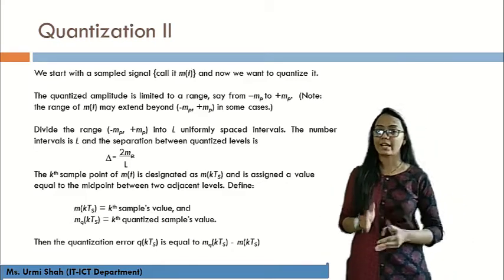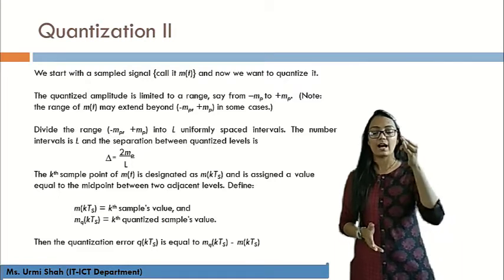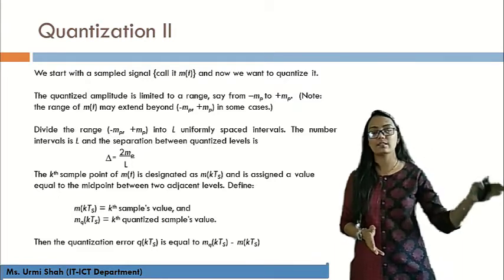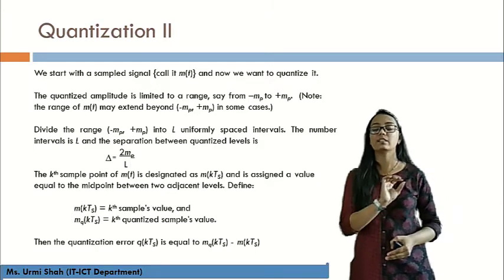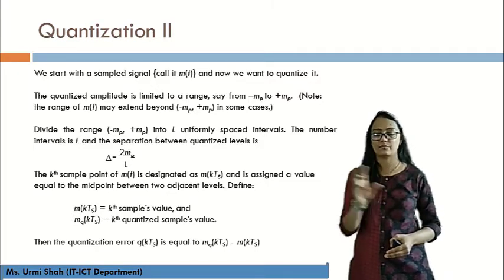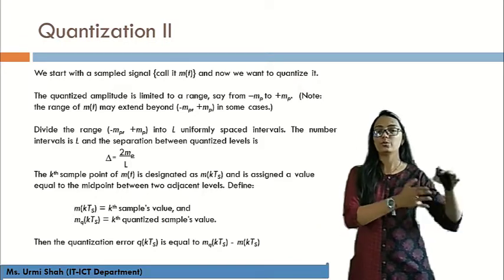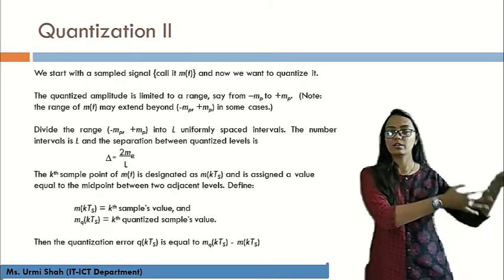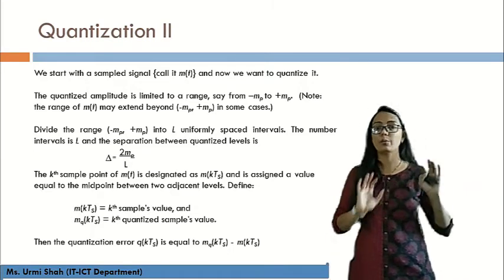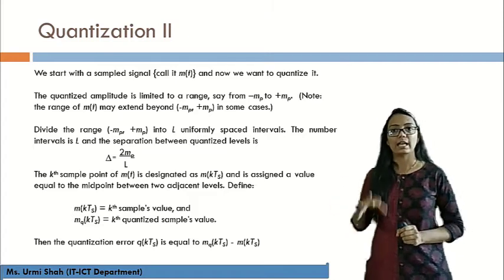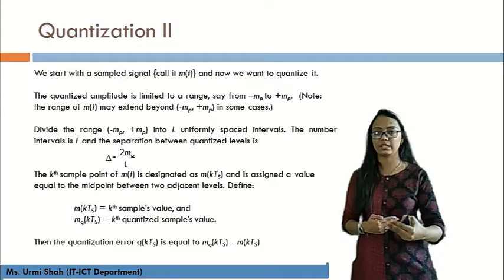Now we need to divide the range into specific intervals. If you have a range from minus 5 to plus 5, then I need to divide it into 3 or 4 parts, that is from minus 5 to minus 2, from minus 2 to plus 2, and from 2 to 5. In such a way, I have to divide it in the form of uniformly spaced intervals. Then the number of intervals will be represented as an L variable.